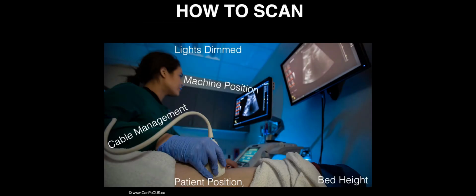How to scan. Before you start scanning, preparation is important. Ensure the patient is positioned appropriately and comfortably. Raise or lower the bed height depending on whether you are sitting or standing. Ensure the machine is close enough to control and that the monitor is easily viewable. Pass the transducer cable under your arm to keep it out of the way. And most importantly, ensure that the lights in the room are dimmed.